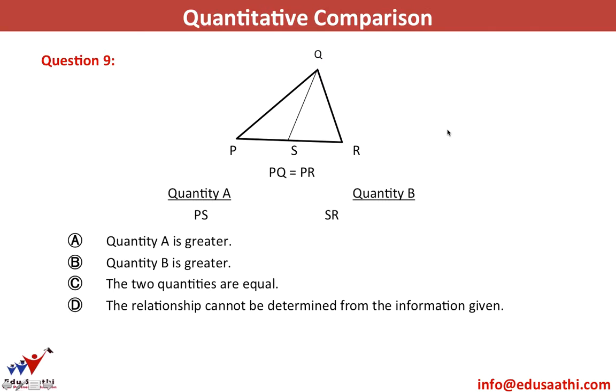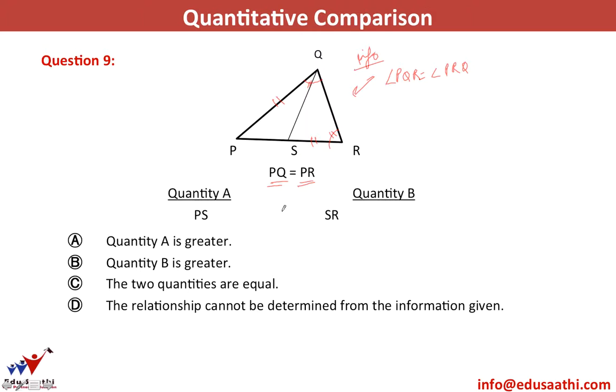Let's look at some of the questions related to geometry now. So the first question is, this is a triangle which is given to me, and it is given that PQ is equal to PR. Now the thing that I know is, if two sides of a triangle are the same, the angles opposite to those two sides would also be the same. So this angle PQR will be equal to angle PRQ. That is the thing that I know from the information which has been given to me.